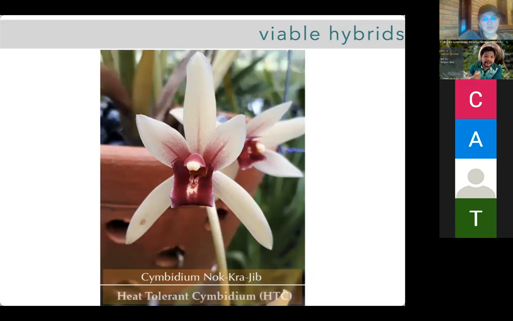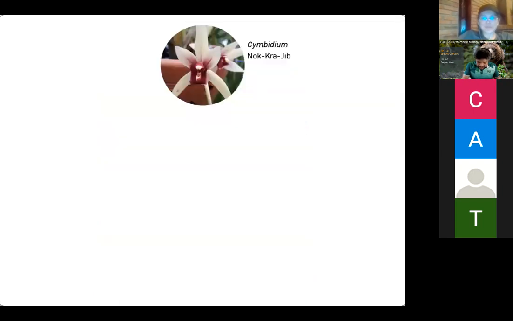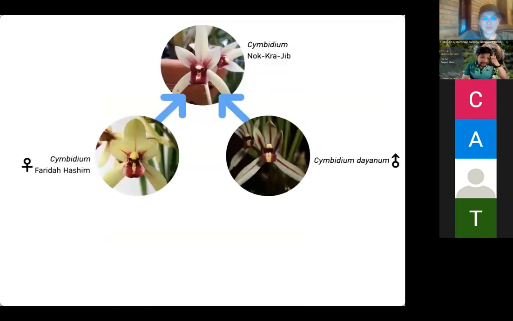Like Cymbidium, this is Cymbidium nocative, or the tailor bird, a heat tolerant Cymbidium. Most orchids like a cool, moist environment, but most of the time the houseplant in Bangkok or metropolitan areas tends to be hot, so they breed them to be more heat tolerant. And Cymbidium nocative comes from these two different species, Dianum and Floridahasin.